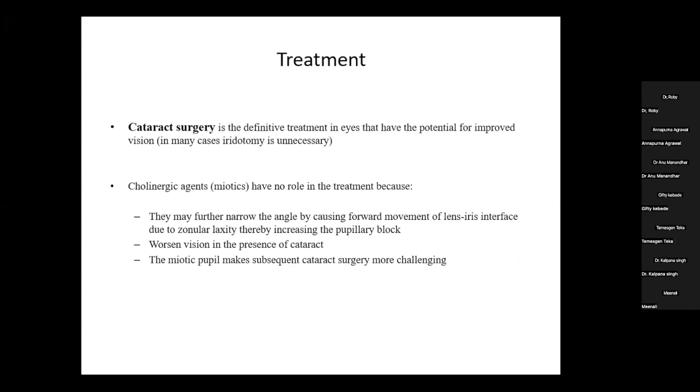In most cases, if the condition is not long-standing, the patient may benefit from the surgery. An iridotomy is not necessary in many cases. In some cases, cholinergic agents are also used, but they have no role or a very poor role in the treatment of phacomorphic glaucoma.